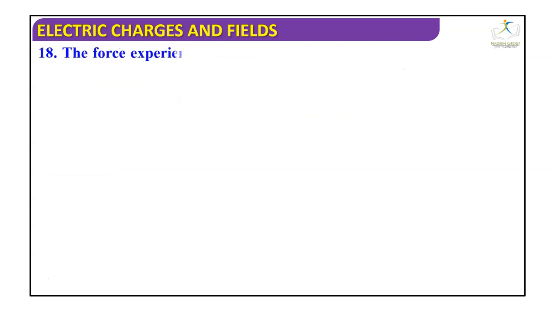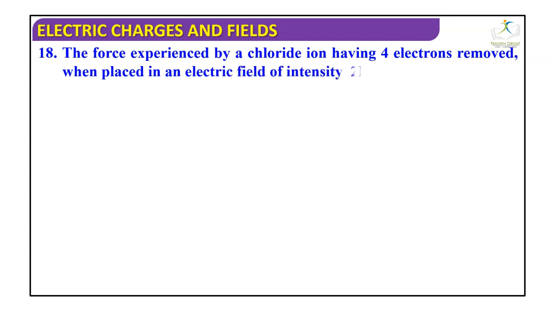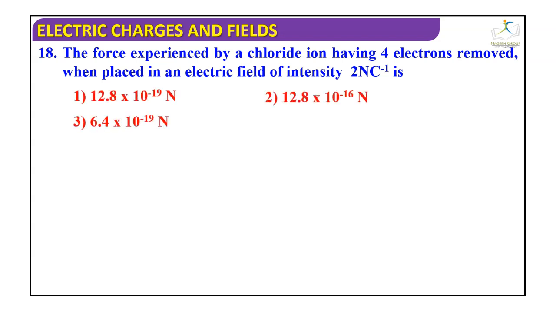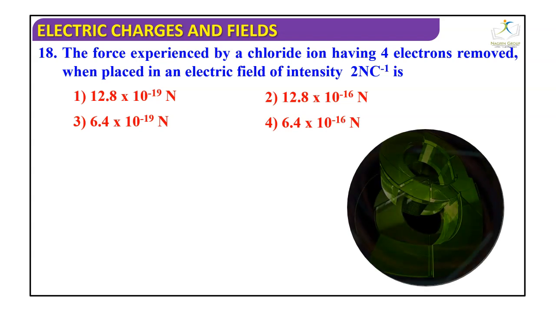Move ahead with the next question. The force experienced by a chloride ion having 4 electrons removed, when placed in an electric field of intensity 2 Newton per Coulomb, is. Options are these. Try to solve this particular problem.